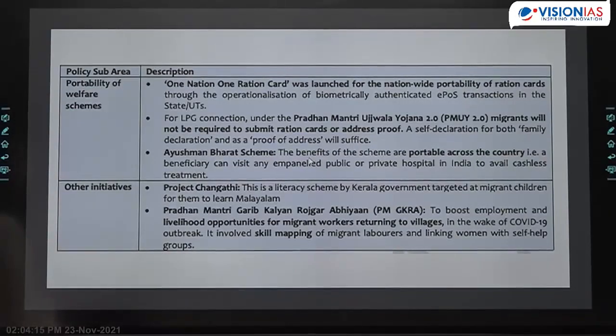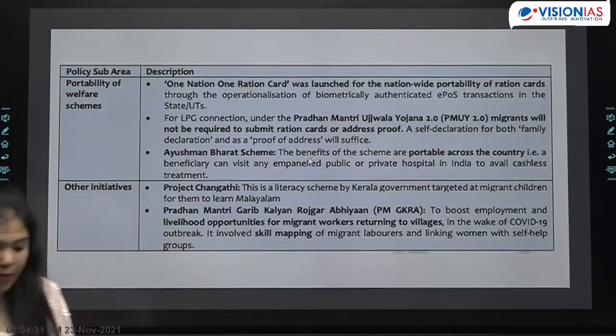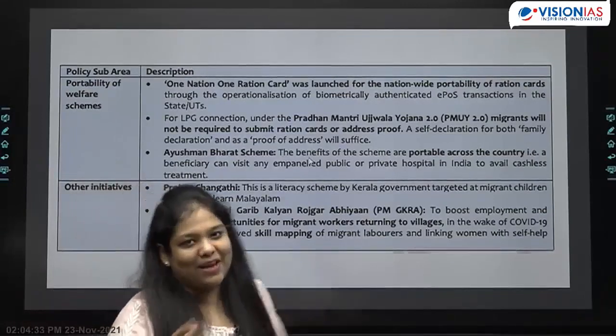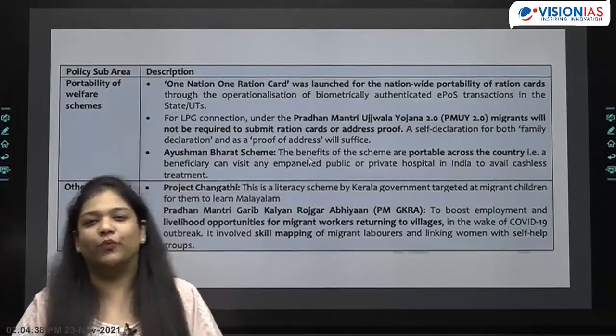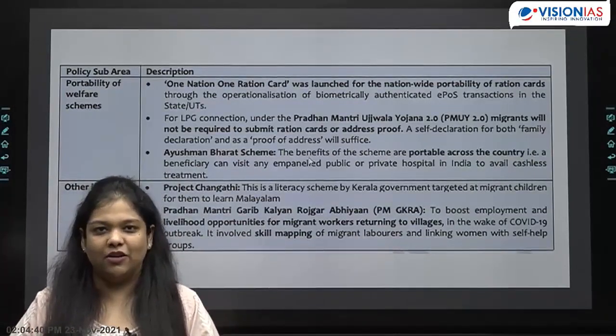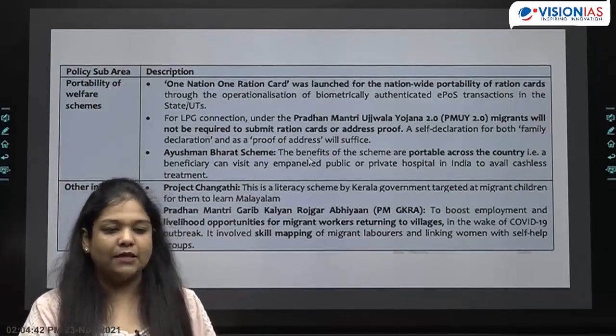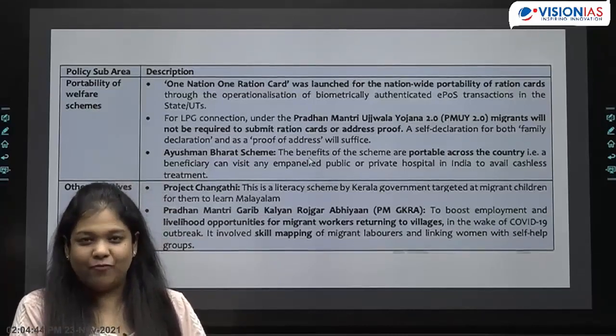So there have been certain initiatives which have been taken with respect to the migrant workers, whether it is Ayushman Bharat, whether it is Ujjwala 2.0, whether it is One Nation One Ration Card, or it is Pradhan Mantri Garib Kalyan Rozgar Yojana. Whenever you are preparing your content, please prepare. I'm time and again saying, I'm saying there is a reason behind that. Often you get a question, what have been the steps taken by the government? ठीक है.